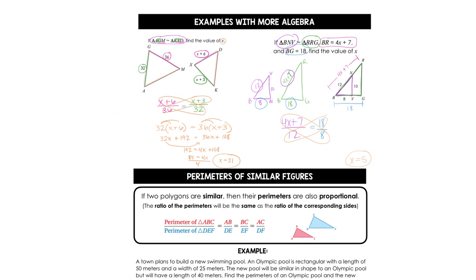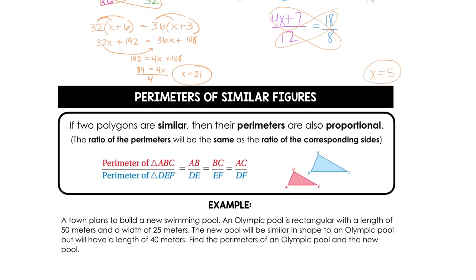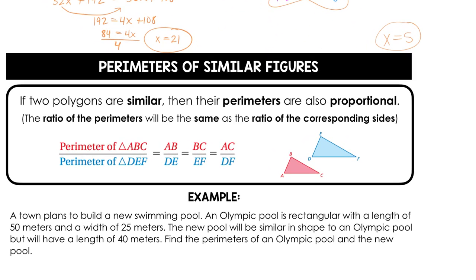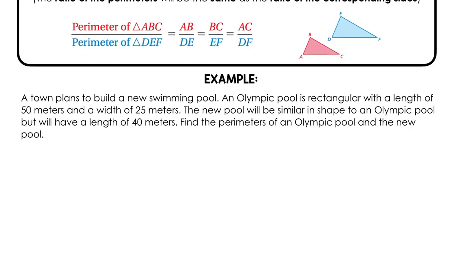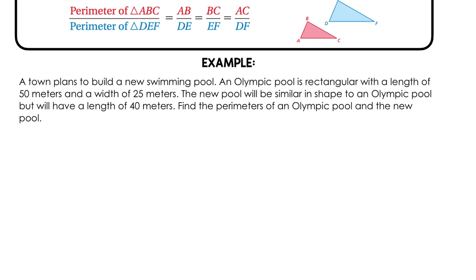Okay, the last thing we have to talk about is how scale factor works with perimeter, area, and volume. So let's start with perimeter. So with perimeter, it's the same as all of the other problems that we were doing. The perimeters of the sides are also going to be proportional using that same scale factor. So as long as the polygons are similar, then their perimeters will also be proportional. So it's kind of the same thing that we were doing before. So let's just look at this first example here.